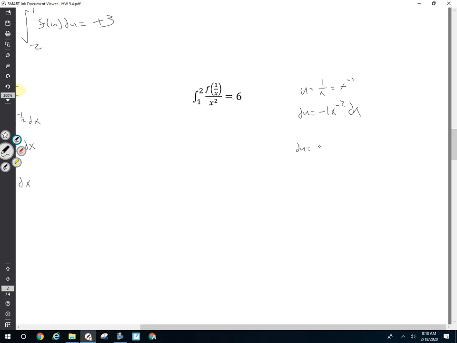This would be negative 1 over x squared dx, which means dx is negative x squared du. Plugging in 1 and 2 into u equals 1 over x, this turns into 1 and 1/2. This is f of u. This is x squared. This is negative x squared du. Oops, I forgot a dx there. Hopefully that doesn't trip us up. The x squareds cancel. Divide both sides by a negative 1.